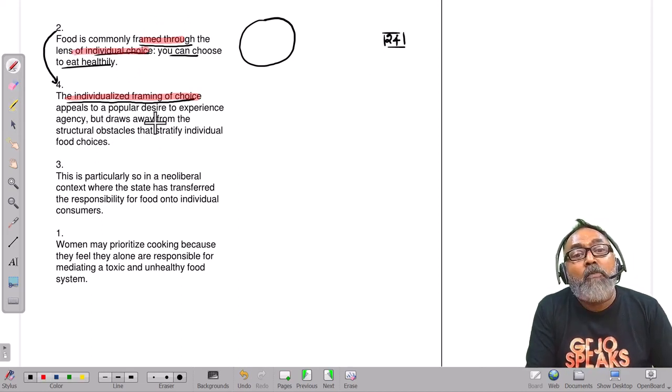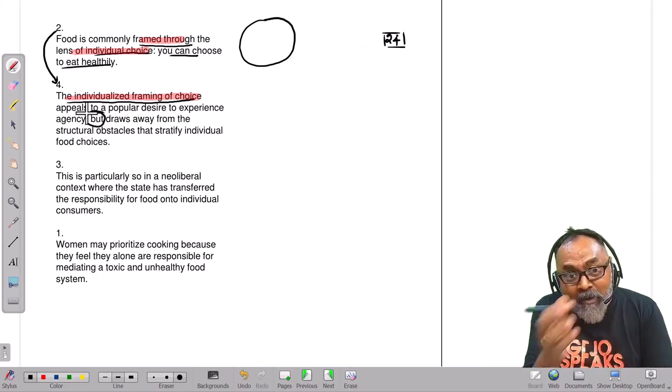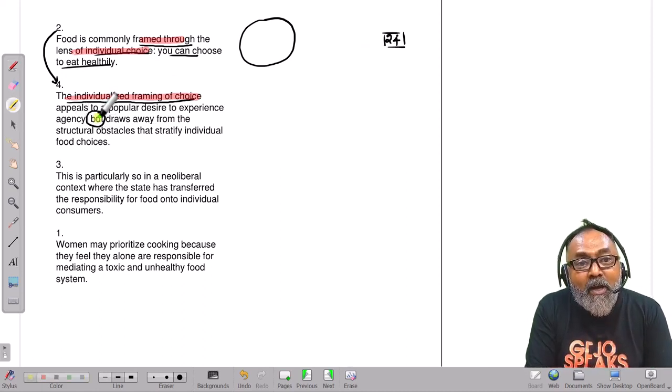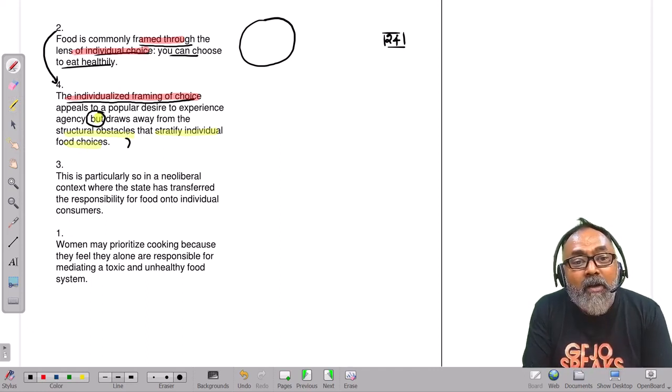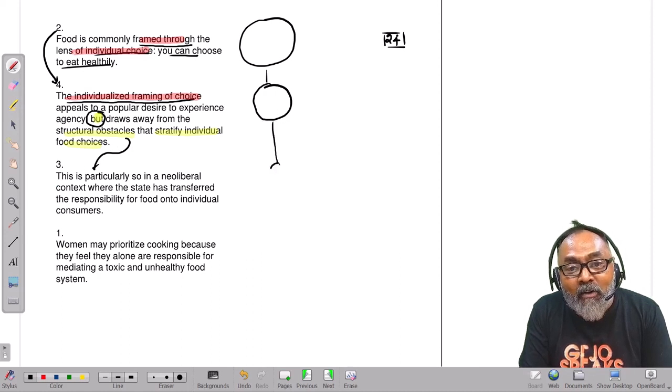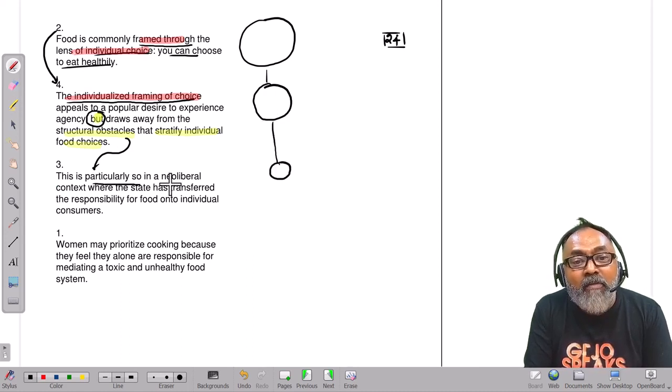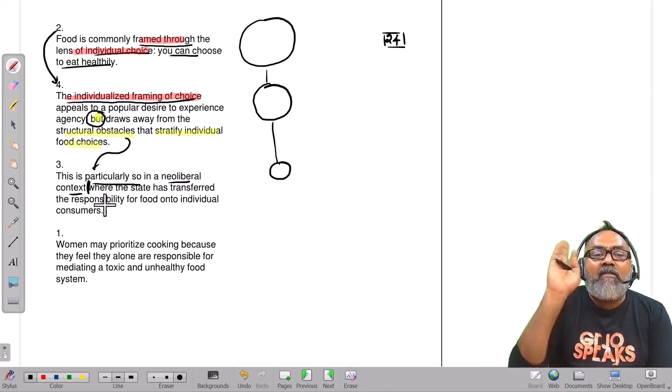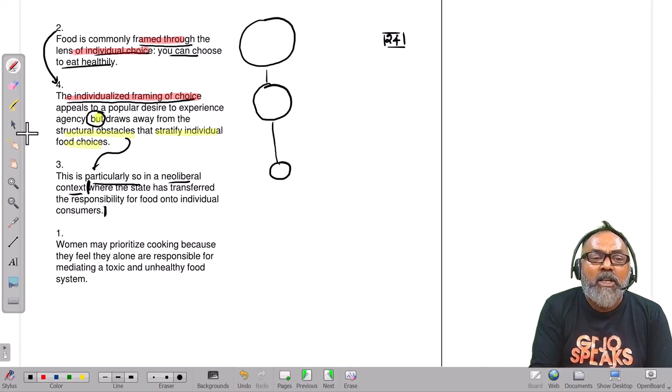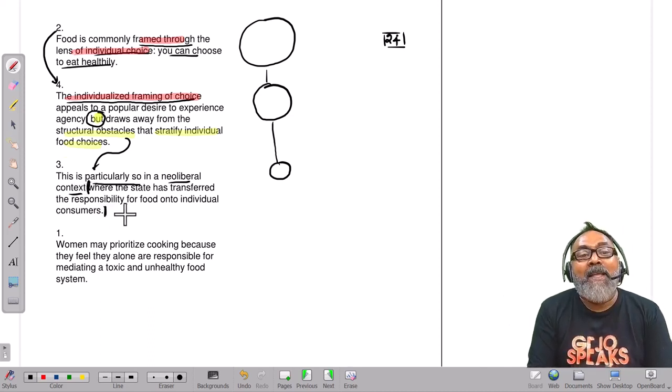Okay, it appeals to a popular desire to experience agency, but moving away. Now it's shifting. Okay, but it draws away from the structural obstacles that stratify individual food choices. That problem is particularly so. So this has gone a little narrow, and this has gone even narrower. This is particularly so in the neoliberal context, where the state has transferred the responsibility of food onto individual consumers, specifically in this context, and then getting into one example that is given.